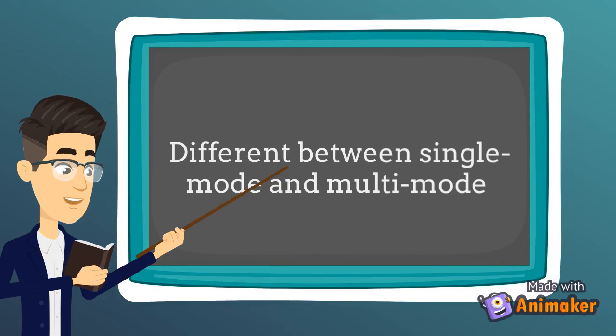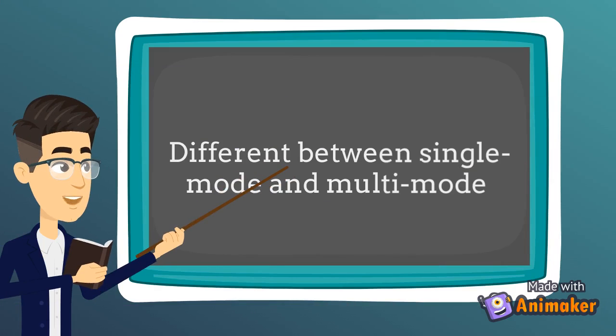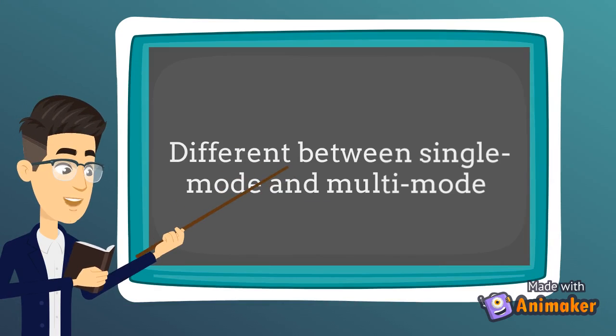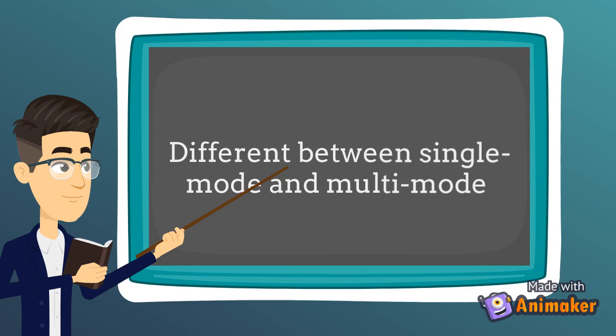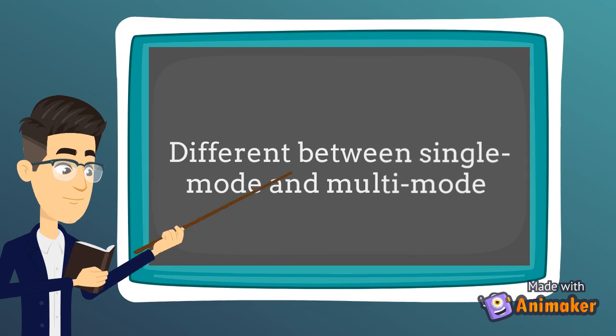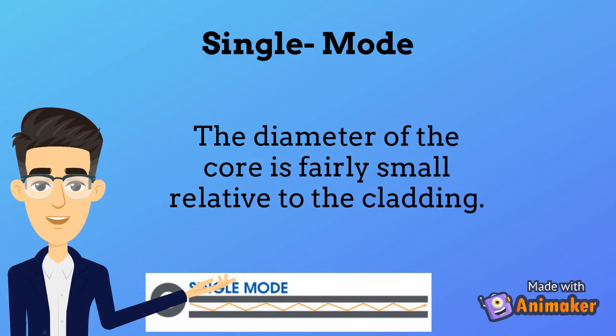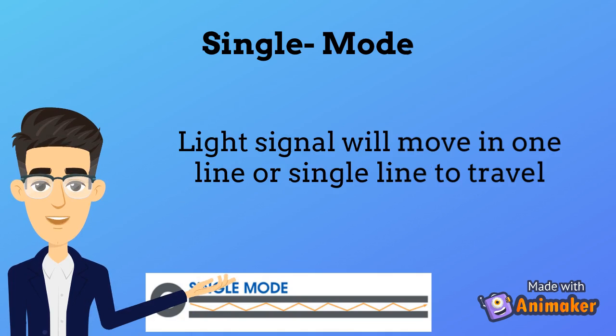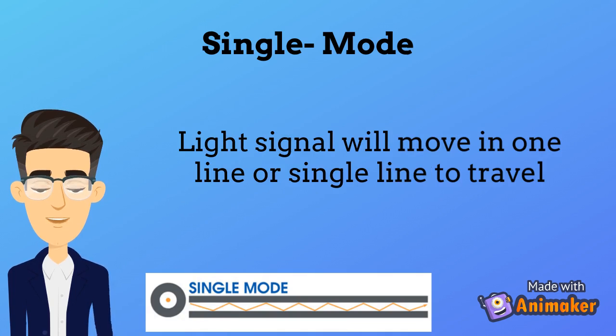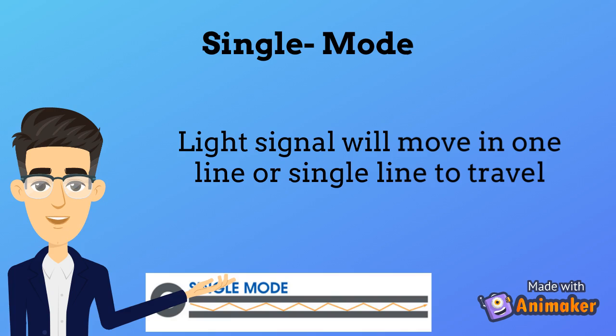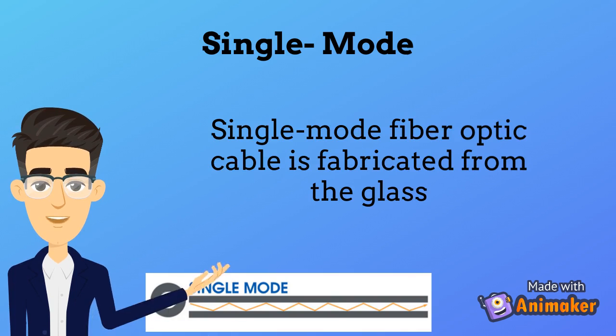Now, let me explain the difference between single mode and multi-mode. Let me explain single mode first. In single mode, the diameter of the core is fairly small relative to the cladding. Light signal will move in one line, or single line, to travel in fiber optic. Single mode fiber optic cable is fabricated from glass.